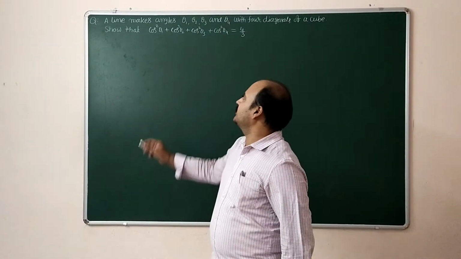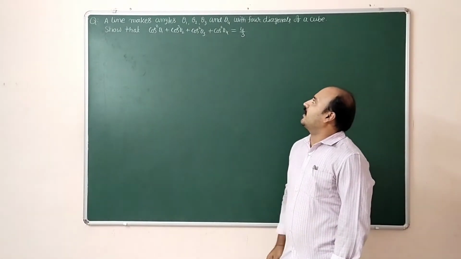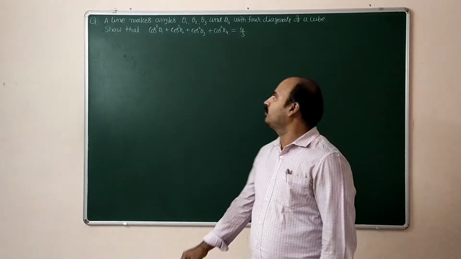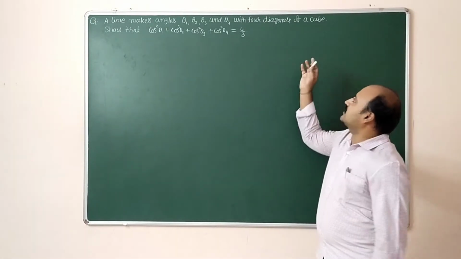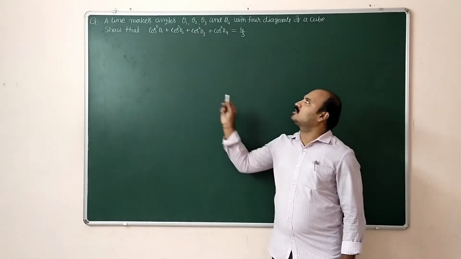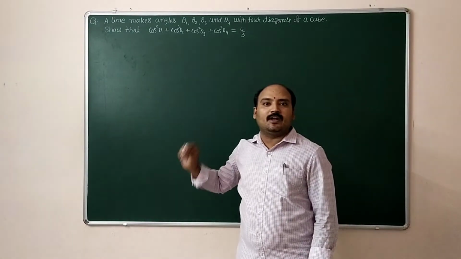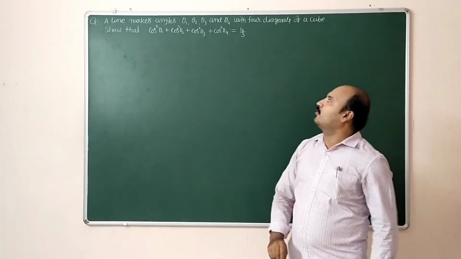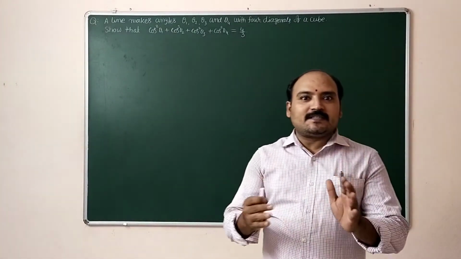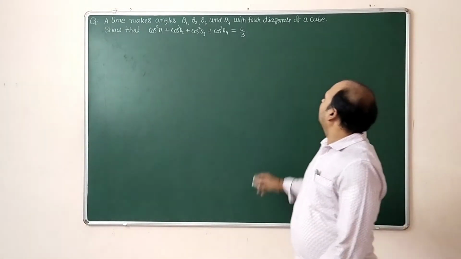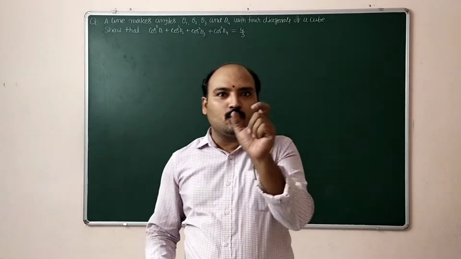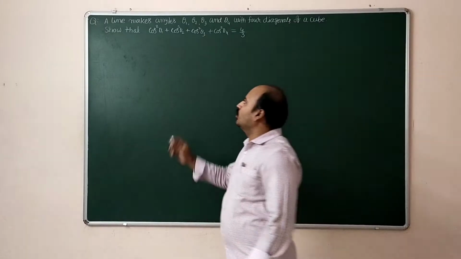Now the question is: a line makes angles theta 1, theta 2, theta 3 and theta 4 with the 4 diagonals of a cube. Show that cos square theta 1 plus cos square theta 2 plus cos square theta 3 plus cos square theta 4 equals 4 by 3. Here we have to consider a cube. Without loss of generality, I am considering a unit cube.